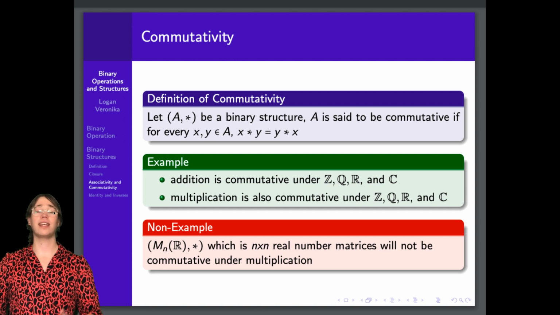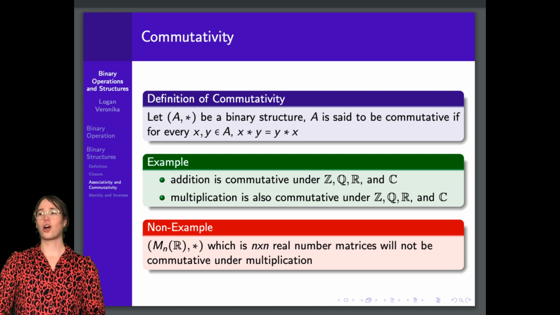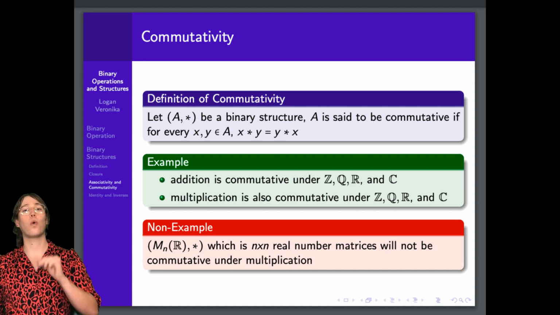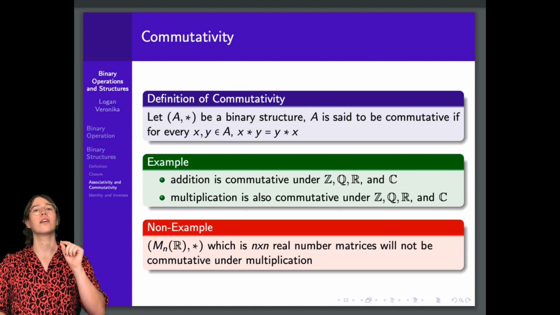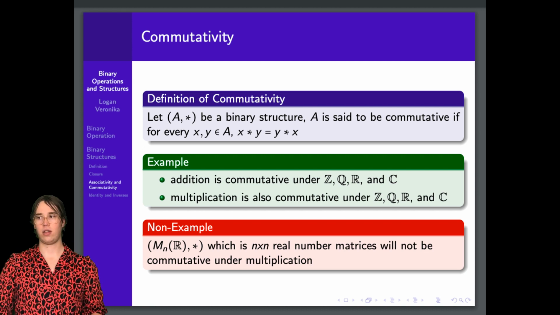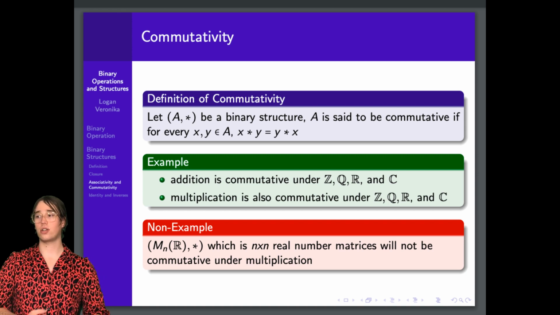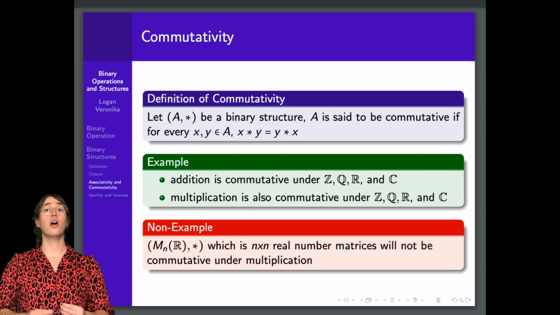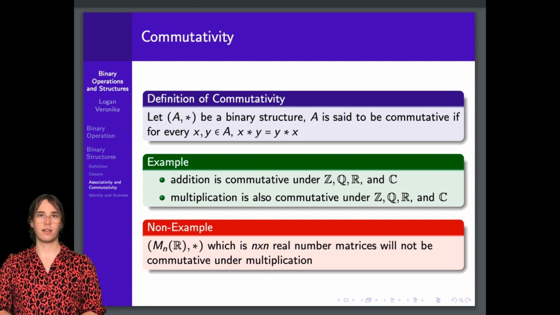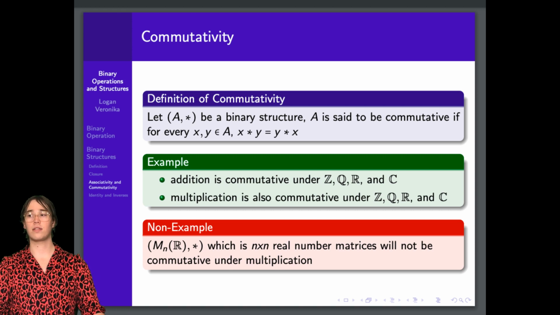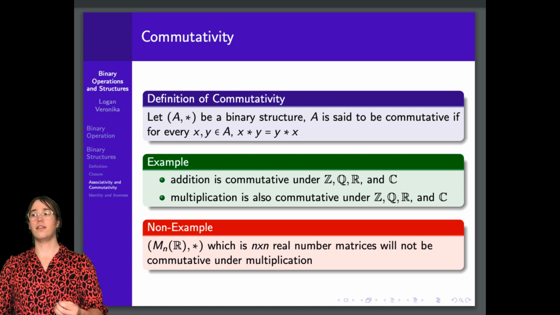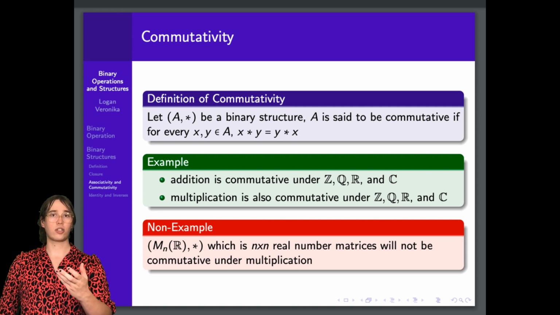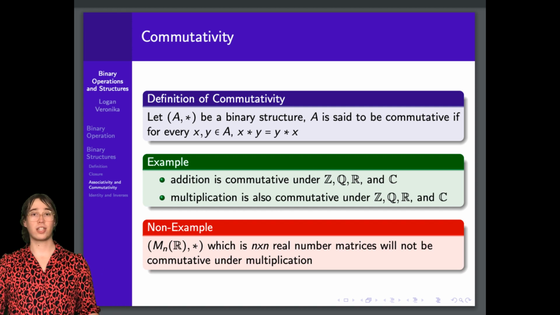Now looking at the definition of commutativity. Let (A, star) be a binary structure. A is said to be commutative if for every x and y inside of A, x star y will equal y star x. So an example would be addition under the integers, rational numbers, real numbers, and complex numbers. And same for multiplication. We know those are commutative. Those are the examples that we saw in our Algebra 1 or maybe Algebra 2 classes. A non-example of commutativity would be matrix multiplication. We learned in our linear algebra class that matrix multiplication is not commutative.